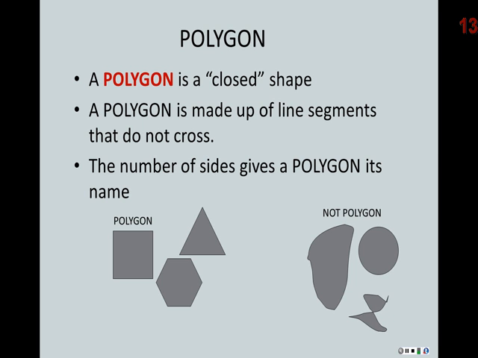Okay, what about 5 sides? You guys need to learn your prefixes. What is this one called right here? Okay, so what's the prefix for 3? Tri, for triangle, T-R-I. Okay, what about for 4?